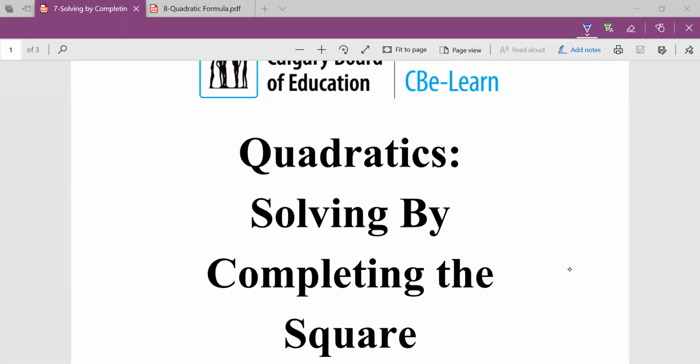Hey, 20-ones. In this video, what we're going to look at is solving by completing the square. I think some people also call this the square root principle. Either way, what we're going to end up doing is some square rooting somewhere along the way because we'll have a square in it.